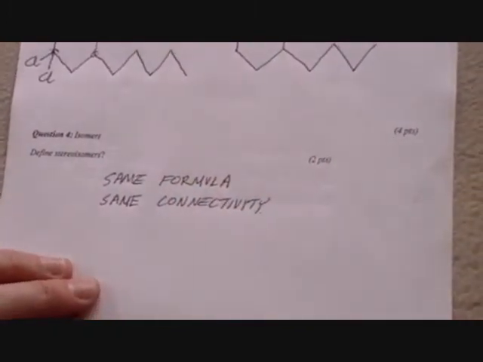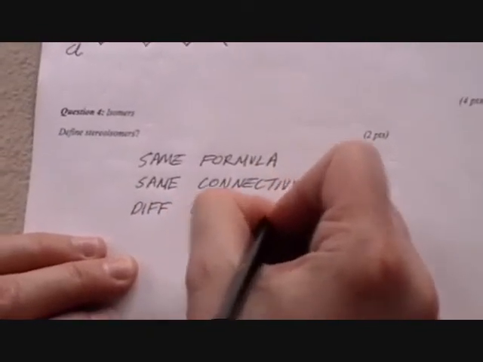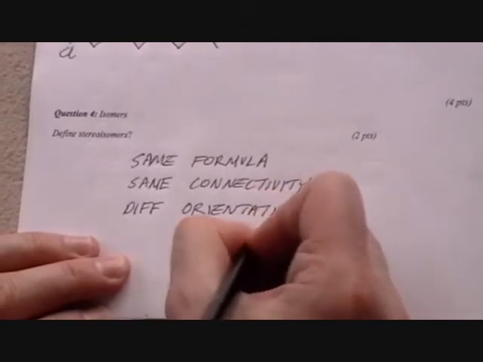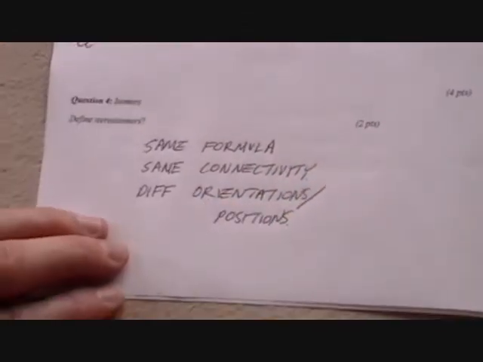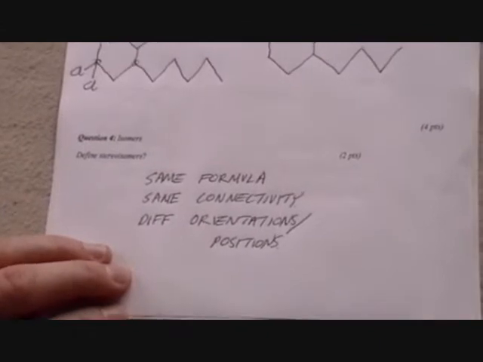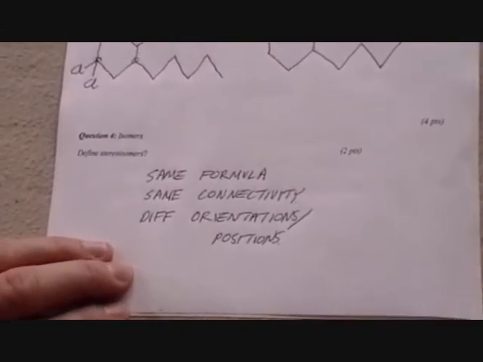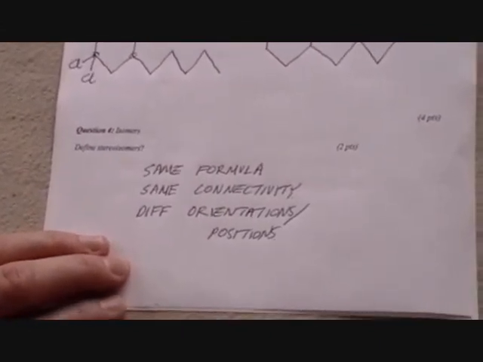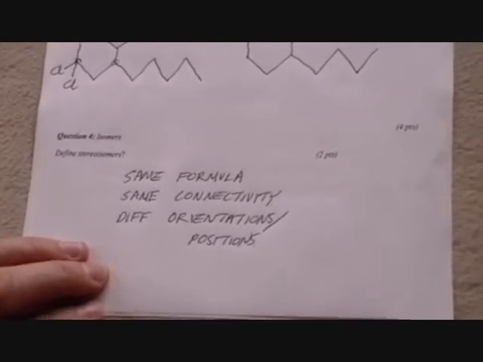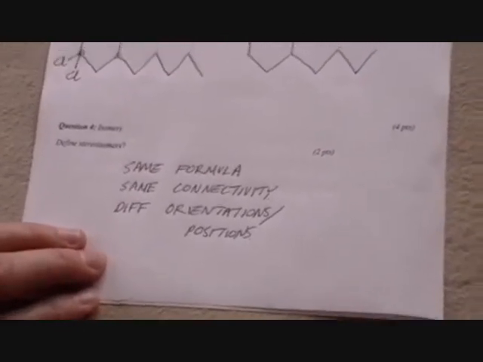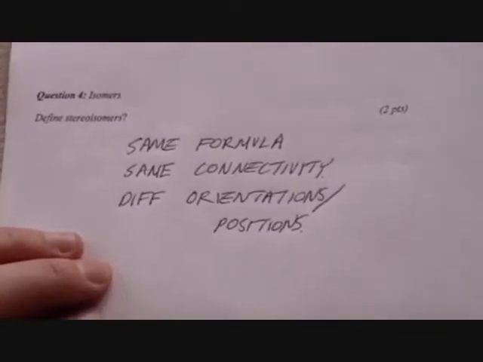So no change there so far, but the difference is that we have different orientations or different positions for the atoms. So these were our special isomers where perhaps the branches were aligned in a different fashion, but still connected to the same atoms. So this is when we were talking about our cis and trans kinds of isomers.